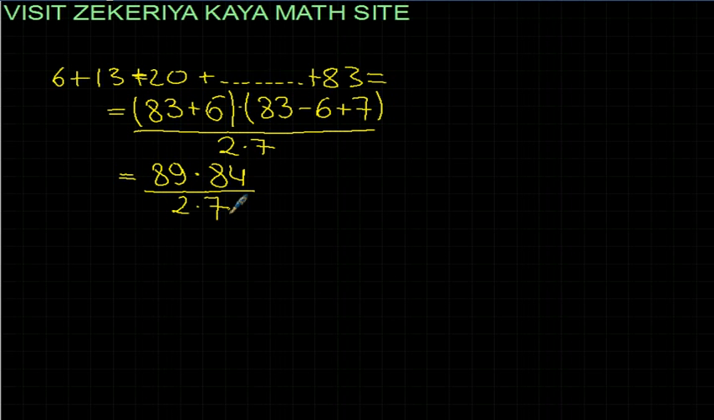Change the color. Do it as you wish. No problem. The one which you like. Okay. 84 and 2. Let's simplify them. 84 divided by 2 makes 42.